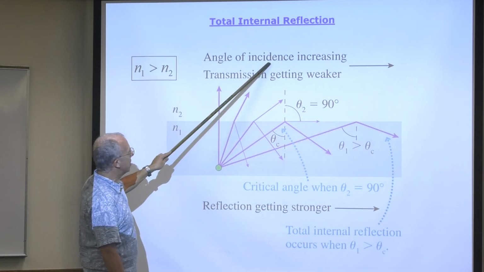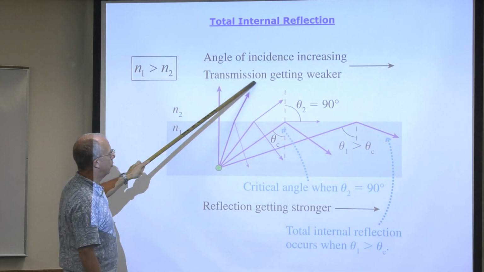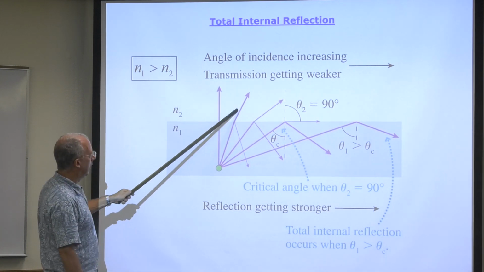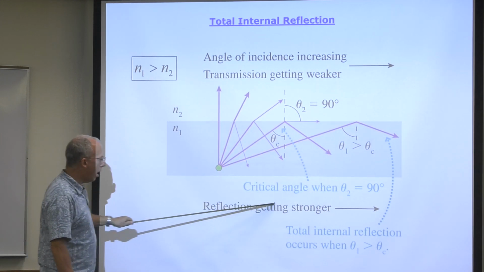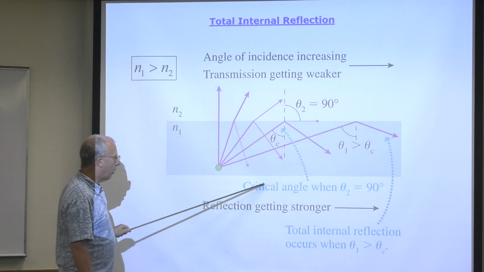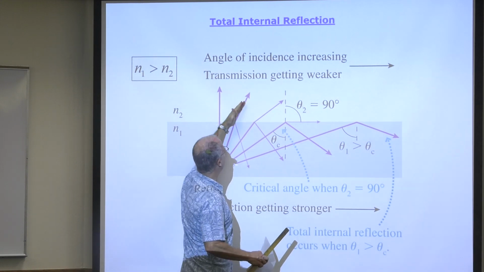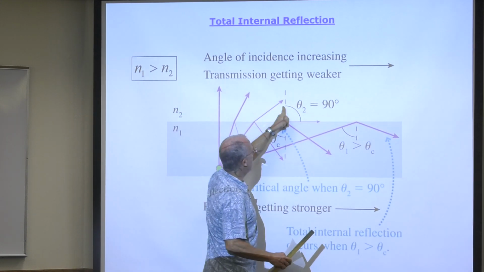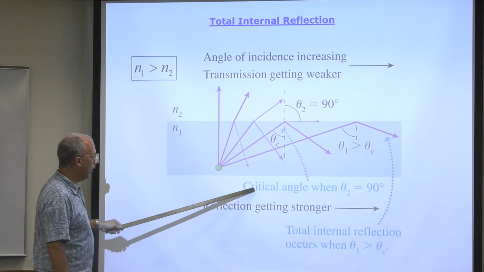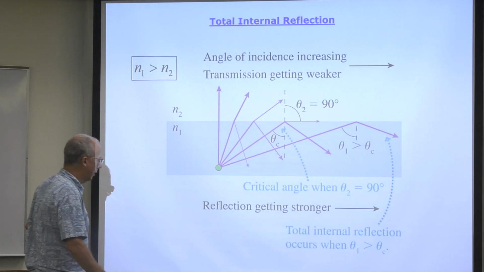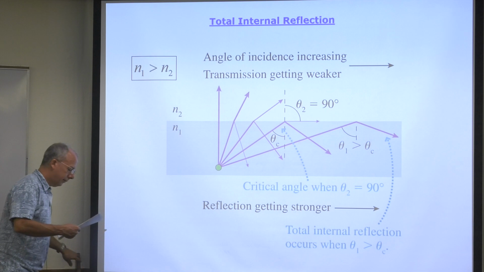As the angle of incidence gets larger, the transmission, or the refracted ray, gets weaker, right? Here's a lot, less, less, less, nothing. Reflection gets stronger. The critical angle, okay, so this is theta 2, the angle between the normal and the ray. So here, theta 2 is 90 degrees. So the critical angle occurs when theta 2 is 90 degrees. And then total internal reflection occurs when theta 1 is greater than that critical angle.